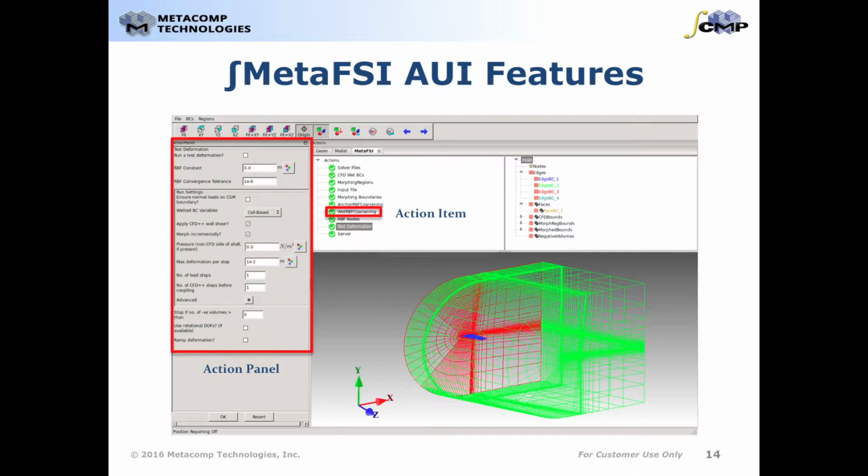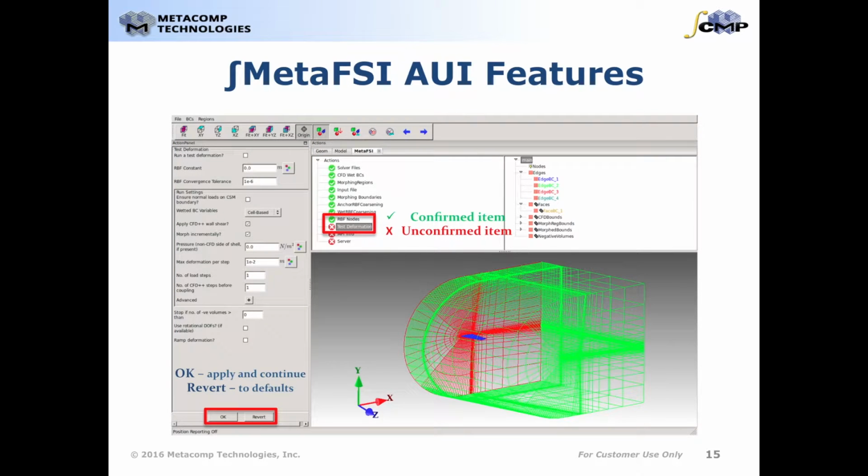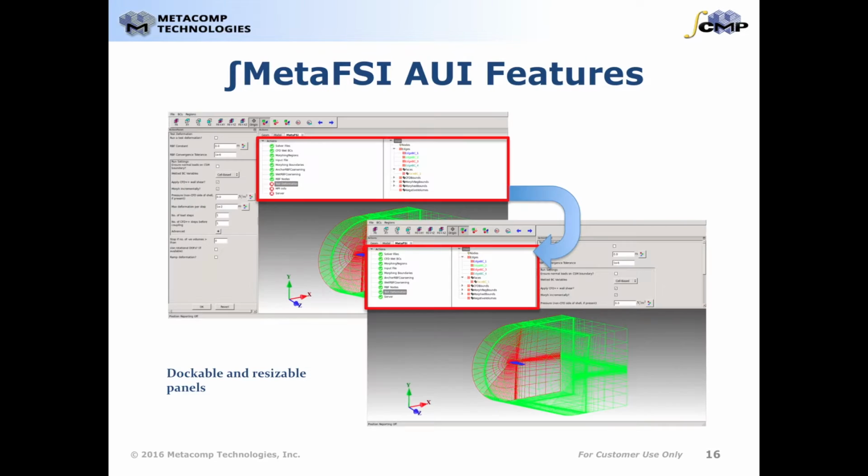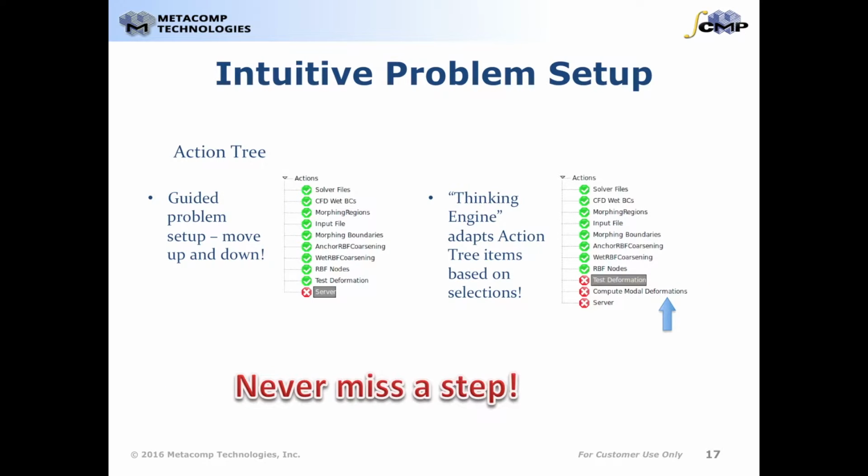Every item in the action tree is called an action item, and every action item opens a corresponding action panel. As the user completes each action panel and moves to the next, a status indicator next to the action item shows whether that panel has been successfully completed with the green check mark, or if the user needs to pay attention to some of the options in that panel, shown with a red X mark. The AUI allows the user to customize the user interface according to their preferences, with panels that are dockable and resizable. And finally, this ICMP-based framework also makes possible an intuitive problem setup process, guiding the user in a logical manner with a thinking engine that adapts the action tree items based on the selections made previously.